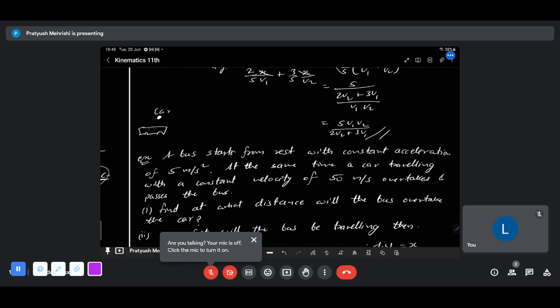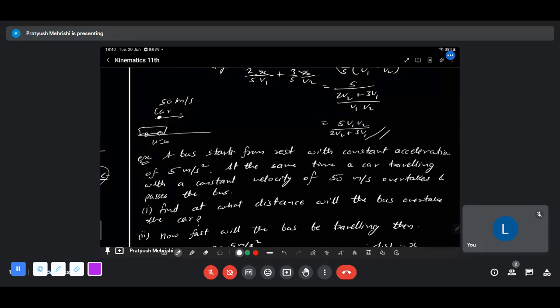The bus is starting from zero, but the car has a speed of 50 meters per second. So after some time, the bus will reach this point, but the car will reach this point. After some time, the car will reach this point, but the bus will reach this point. The speed of the bus is increasing. Till what time will the distance between both of them increase? It will increase till both of them achieve the same velocity.